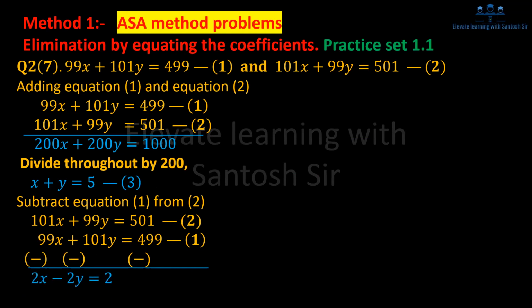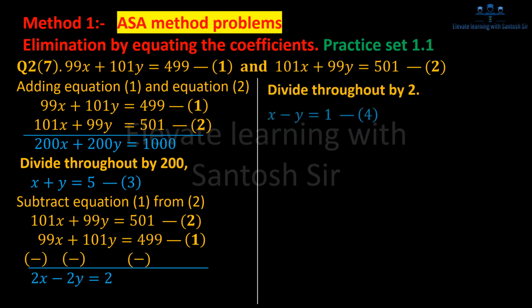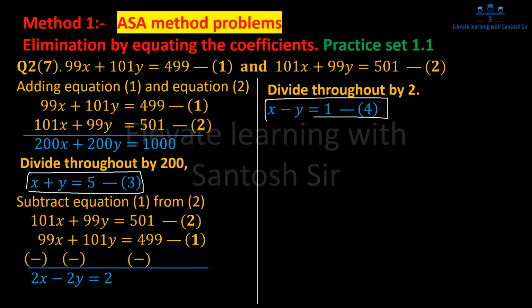Once again, each number over here is divisible by 2. So we can divide throughout by 2 to get x minus y is equal to 1. So after adding, we get a simple equation. After subtracting, we get a simple equation.